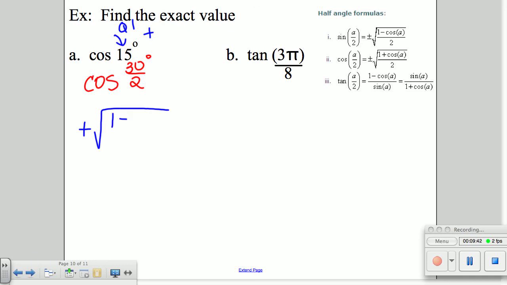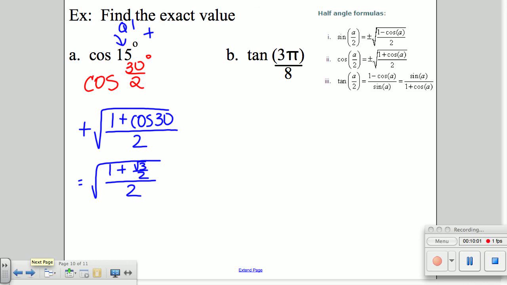Now it's going to be the square root of 1 plus, and the nice thing here is my alpha is 30. So we have 1 plus the cosine of 30 divided by 2. The cosine of 30, looking at the x value, is root 3 over 2, all over 2. I just have to combine some fractions now. 1 whole is 2 over 2. So we get 2 plus the square root of 3 over 2, all over 2.